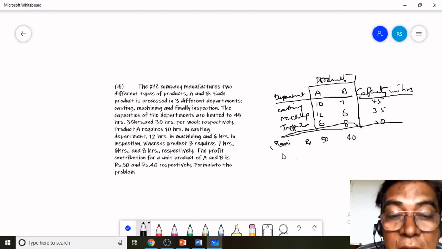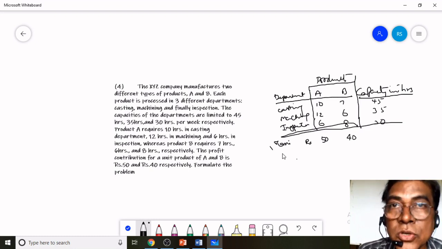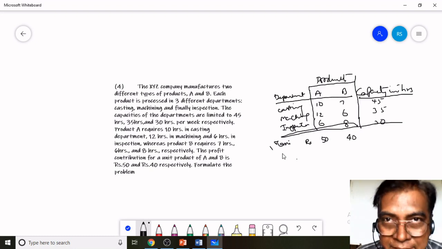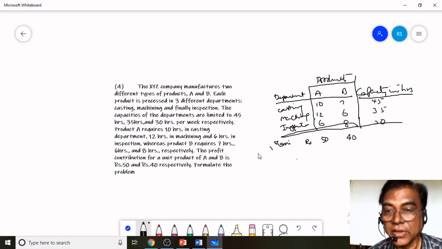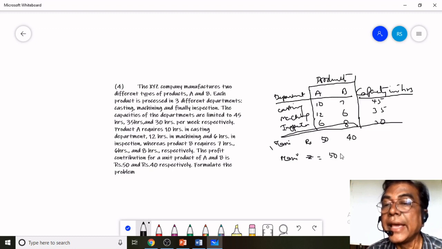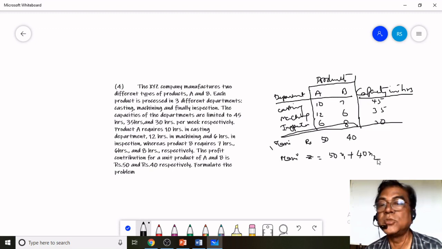The question is to formulate the problem. Don't use graphs and there is no need to calculate x and y values. Only formulate. Let x1 and x2 be the two variables, units of products A and B. First of all, write down the equations, which are very important. Maximize z is equal to 50 x1 plus 40 x2. This is called the objective function.